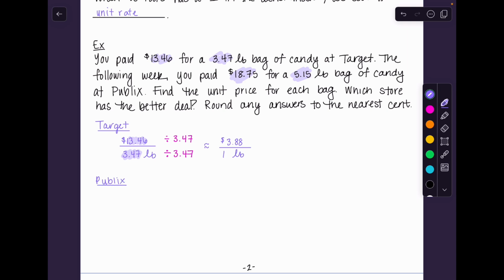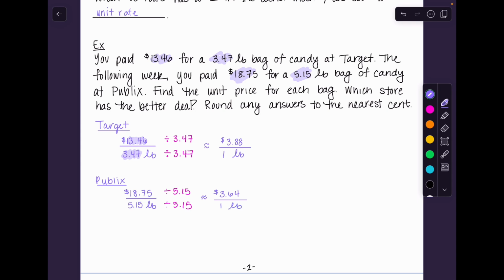So at Publix, we paid $18.75 for 5.15 pounds of candy. So again, I'm just going to do the division. We divide by the quantity in the bottom. And if you take 18.75 and divide it by 5.15, you're going to see it's about $3.64 for 1 pound of candy.